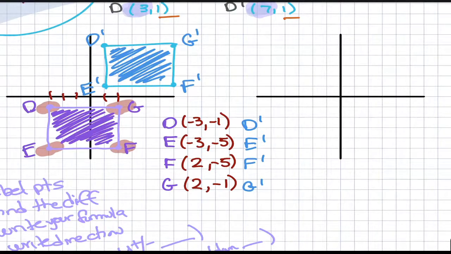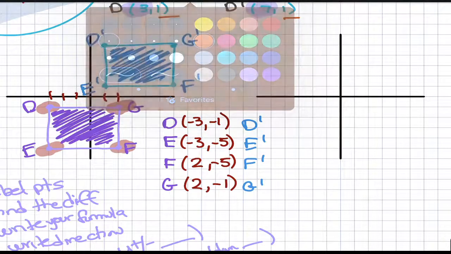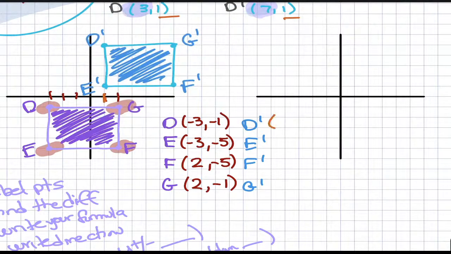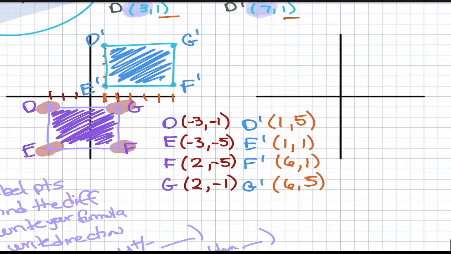For D prime, we should be at 1, and then up 5, so 1, 5. For E prime, we should be at 1, and then up 1. For F prime, we should be at 6, and up 1. And for G prime, we should be at 6, and up 5. Okay? Alrighty, these are our points.